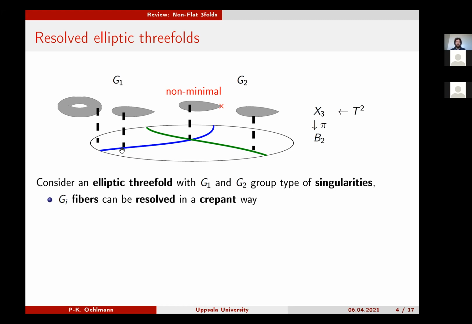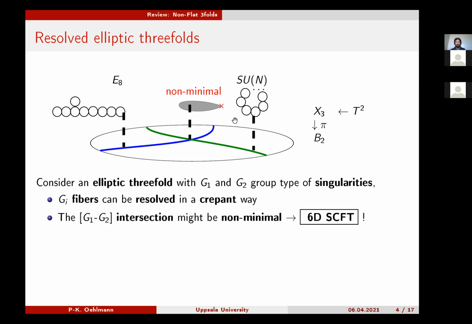I now also want to add some singularities, maybe 2 singularities that have some ADE type, G1 and G2. These 2 singularities have a crepant resolution, which means that I can resolve them, and the resolution picture will look like some ADE Dynkin diagram like this. But then you can also allow for intersections of these 2 singularities, such that they intersect into something which does not have such a group structure like here. This is called a non-minimal singularity, and these non-minimal singularities are essentially associated to the 6D SCFTs that you have maybe heard about before.